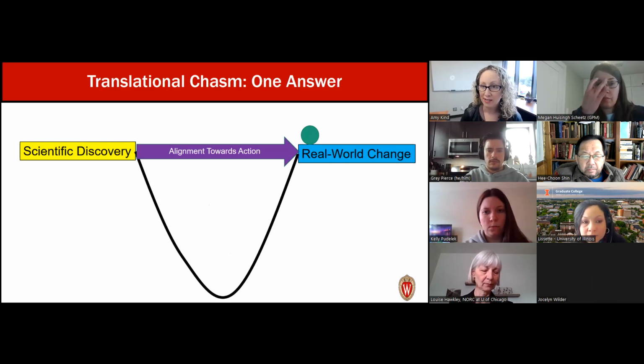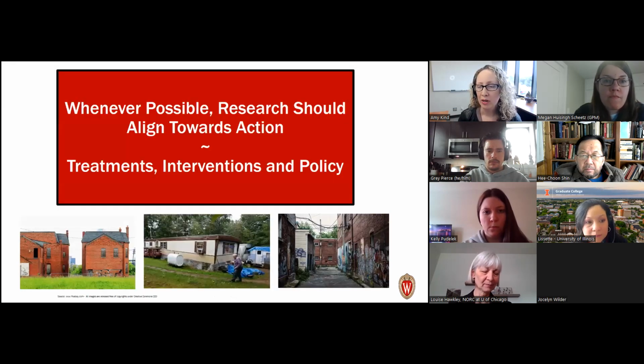Obviously, this is a vast simplification of how difficult this process is, but it's important to realize that the finding itself is not enough. You really need to think about what the change is ultimately going to be and align in that way. So whenever possible, I would argue we have an ethical principle as scientists to align our research towards action. It should be aligned towards treatments, interventions, and policy. And to do this, we must think about mechanisms, and we must embrace implementation science, regardless of whether we're a basic scientist, a clinical trialist, or a population or social scientist.